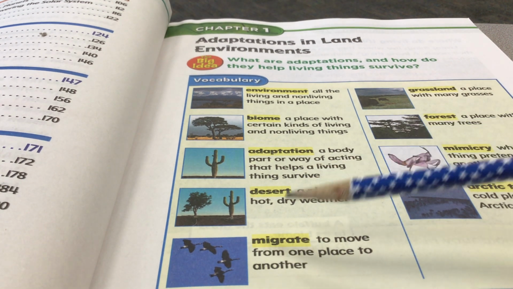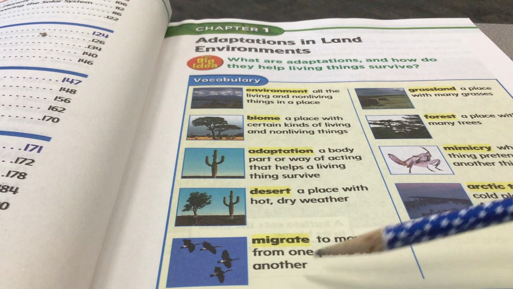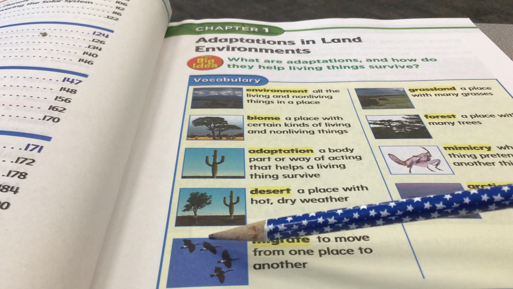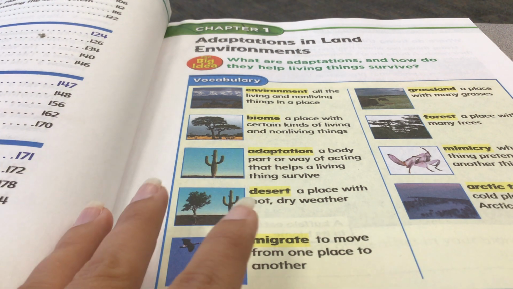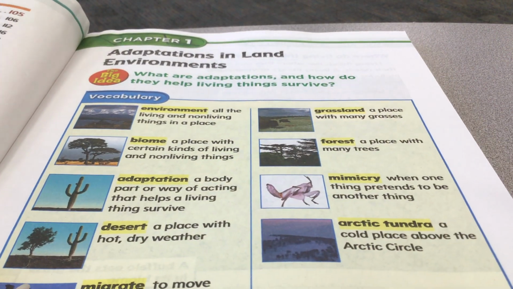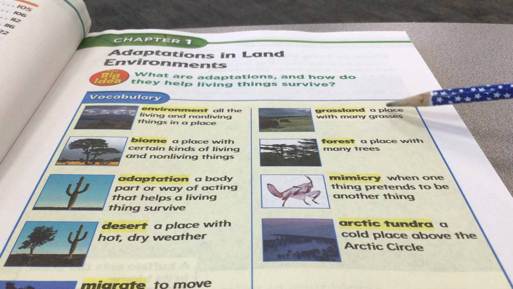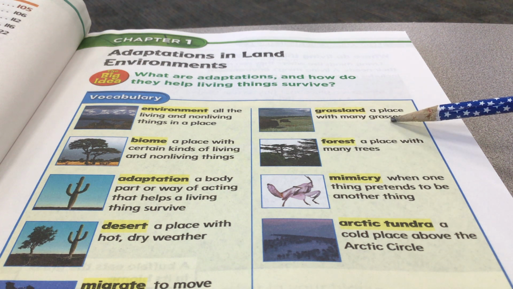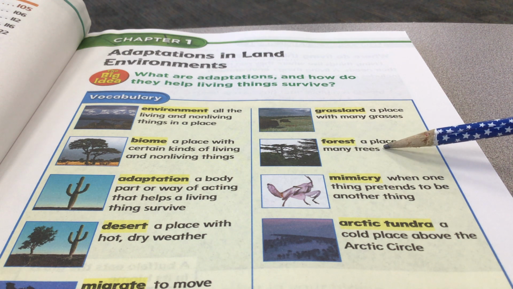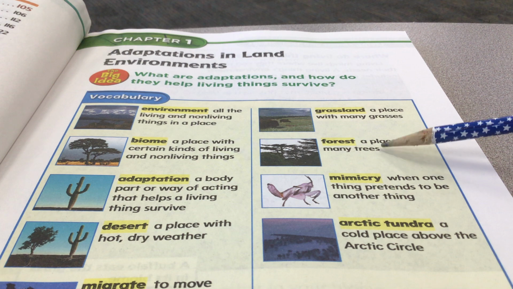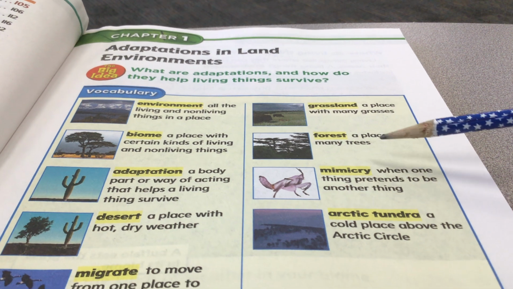Migrate. To move from one place to another. You see here in the picture some birds are moving. Birds migrate, but butterflies do too. Kind of cool, huh? Grassland. A place with many grasses. I think I read that one already. I'm sorry. Forest. A place with many trees. You ever been to the forest? There's one not too far away.